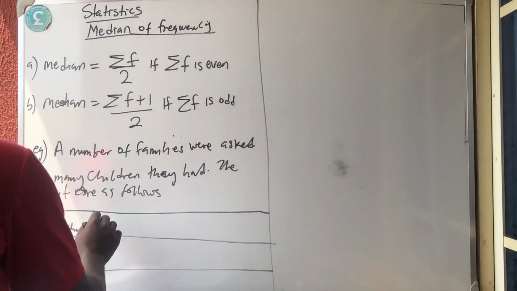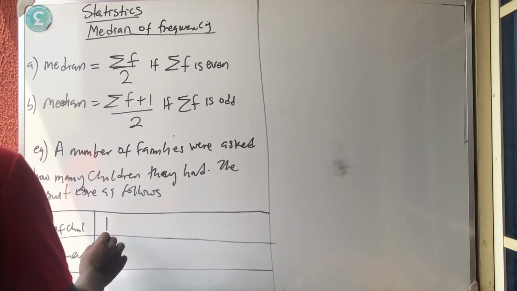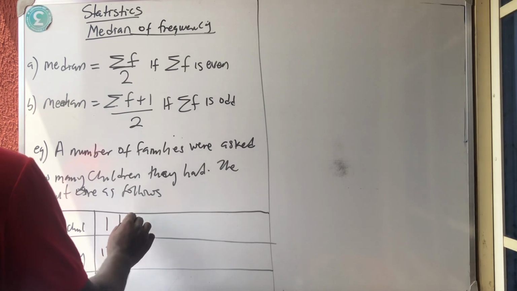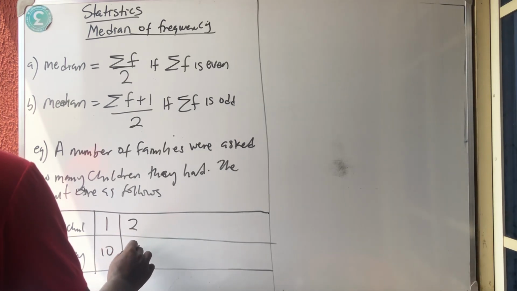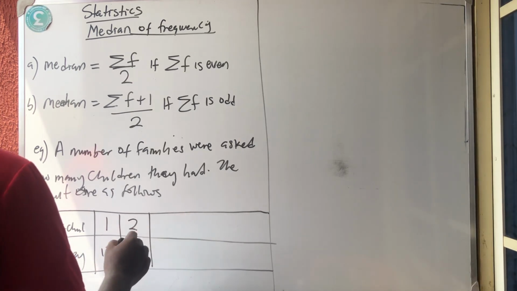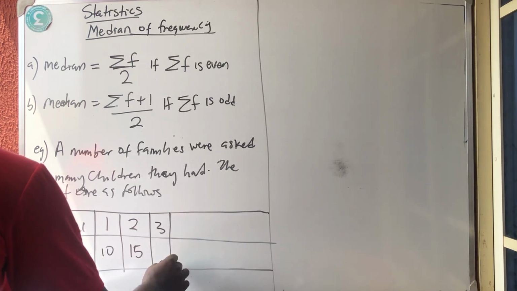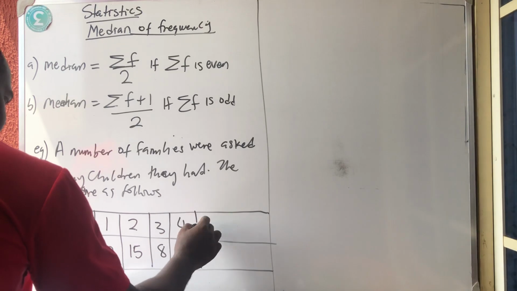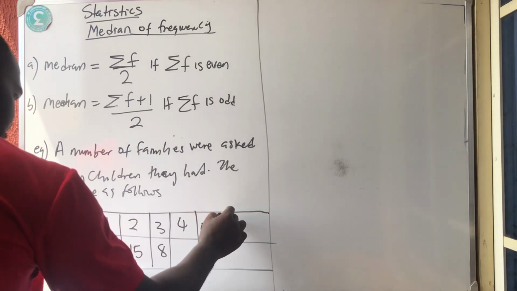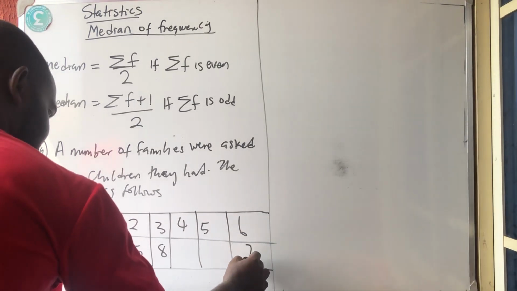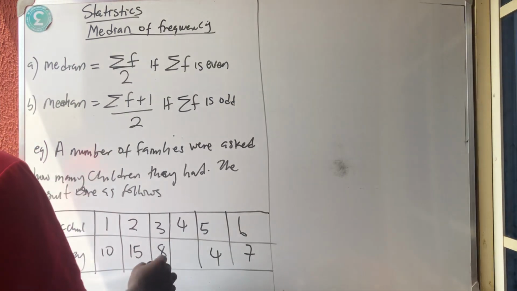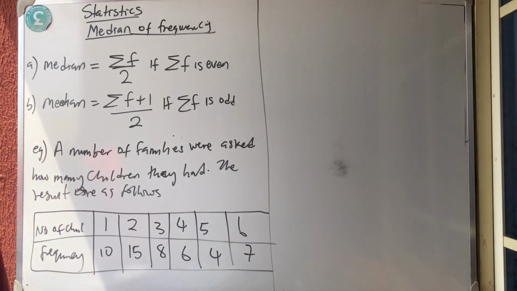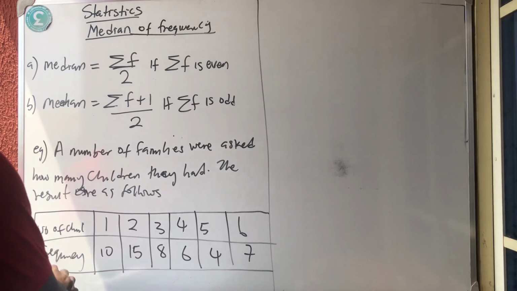Now, for 1 child, 10 people had 1 child. For 2 children, 15 people had 2 children. For 3 children, how many are they? 8. For 4 children, 5 children and 6 children, I'm having 6, 4 and 7. So the question now says calculate the median.